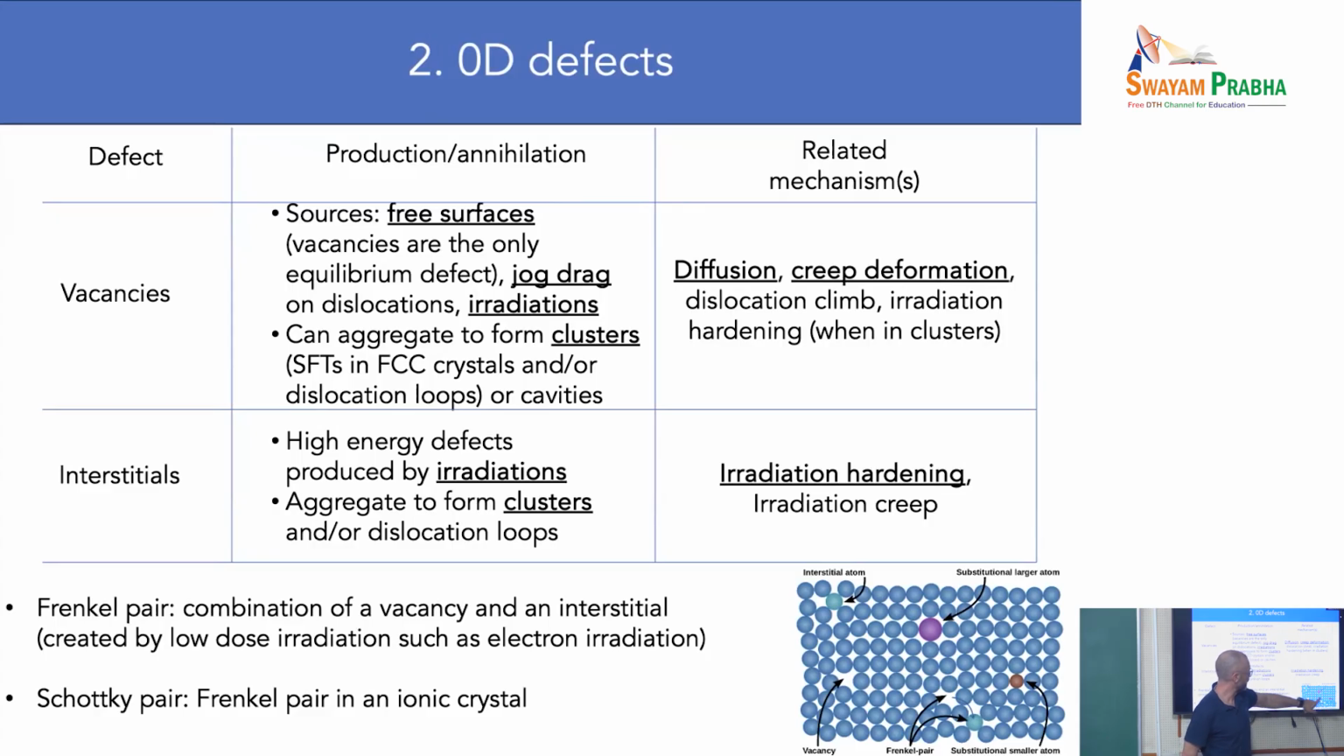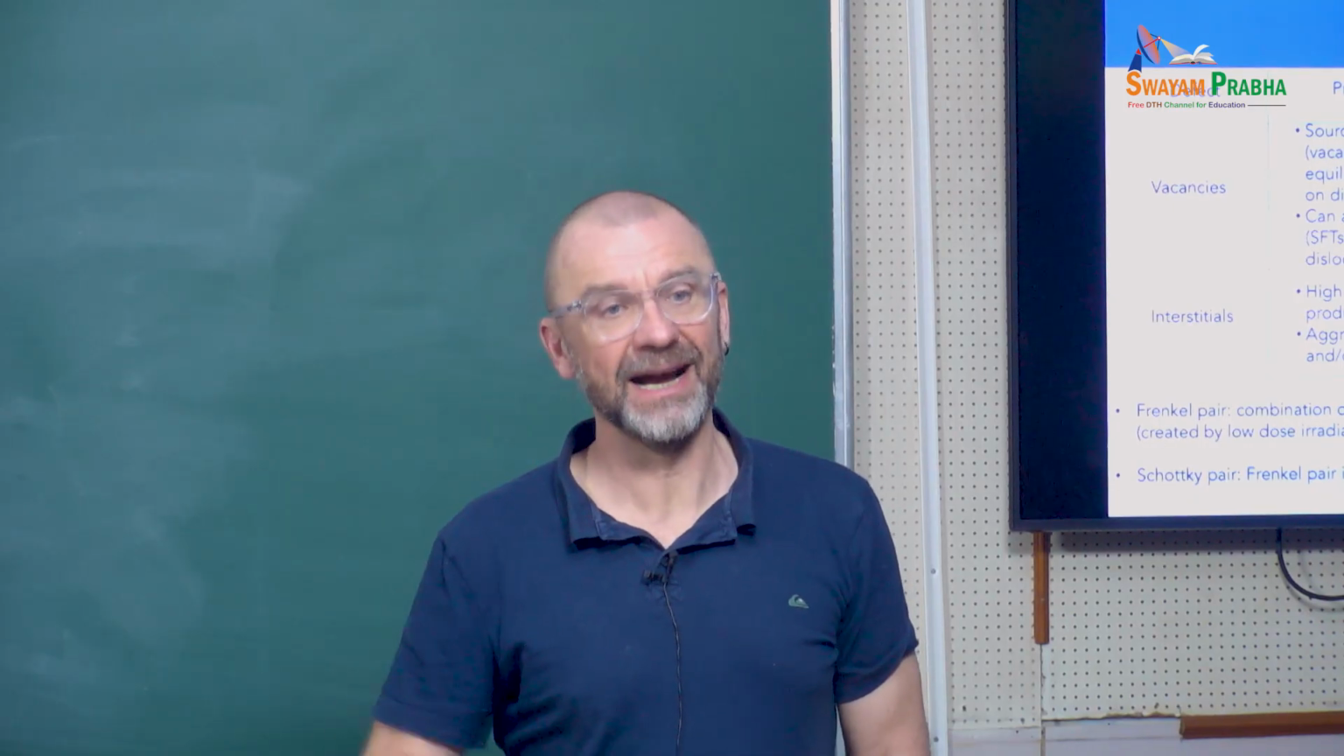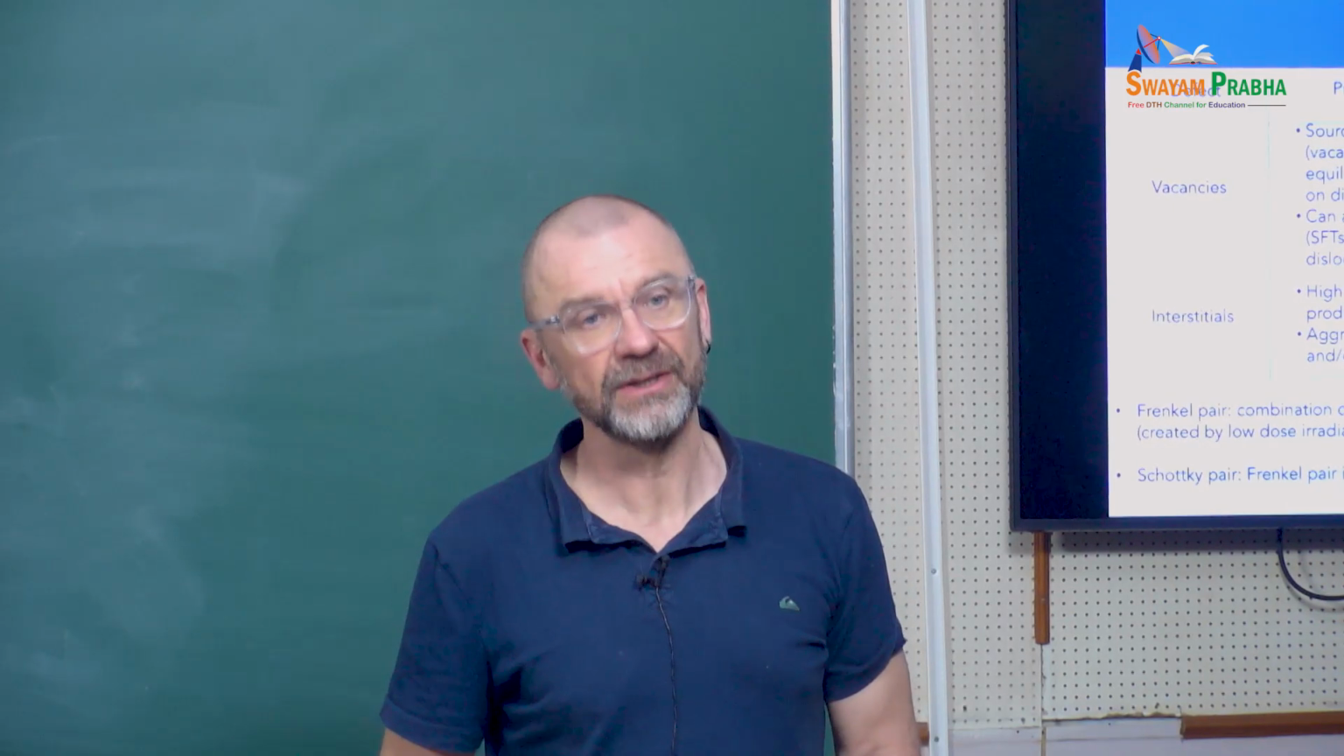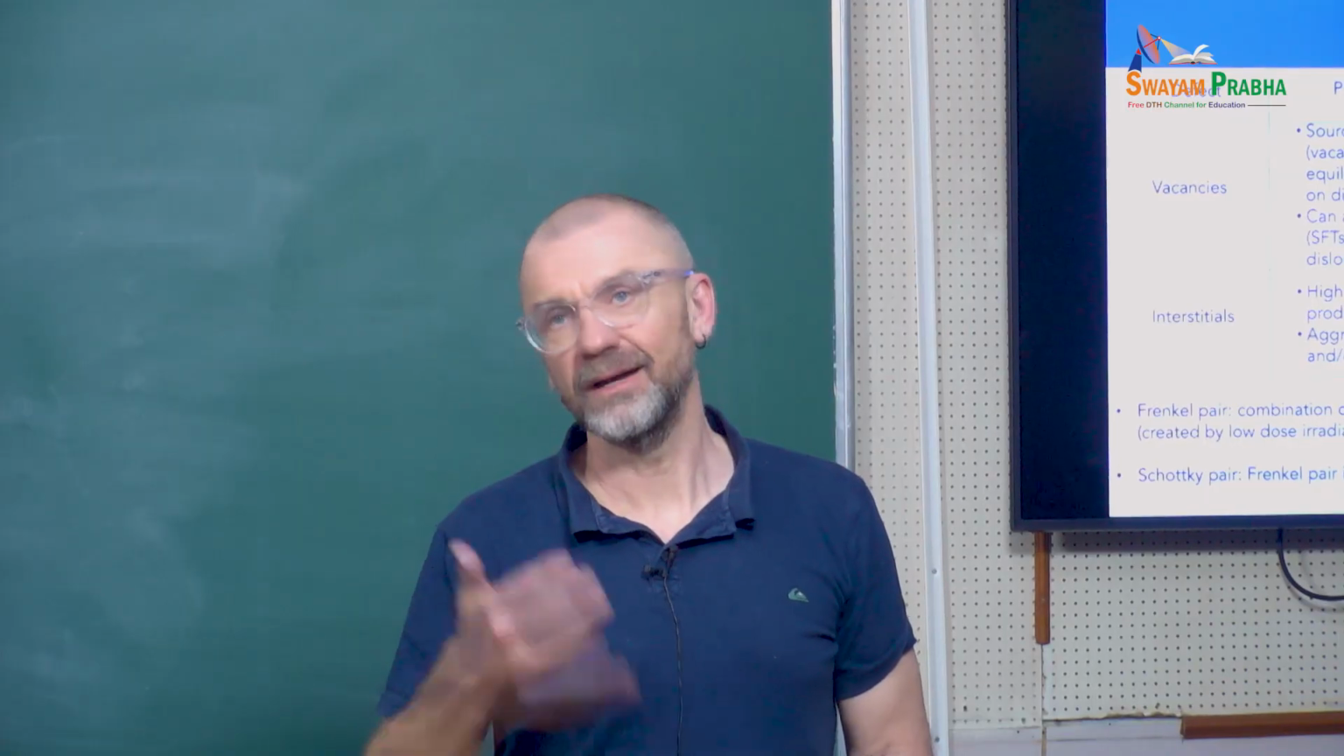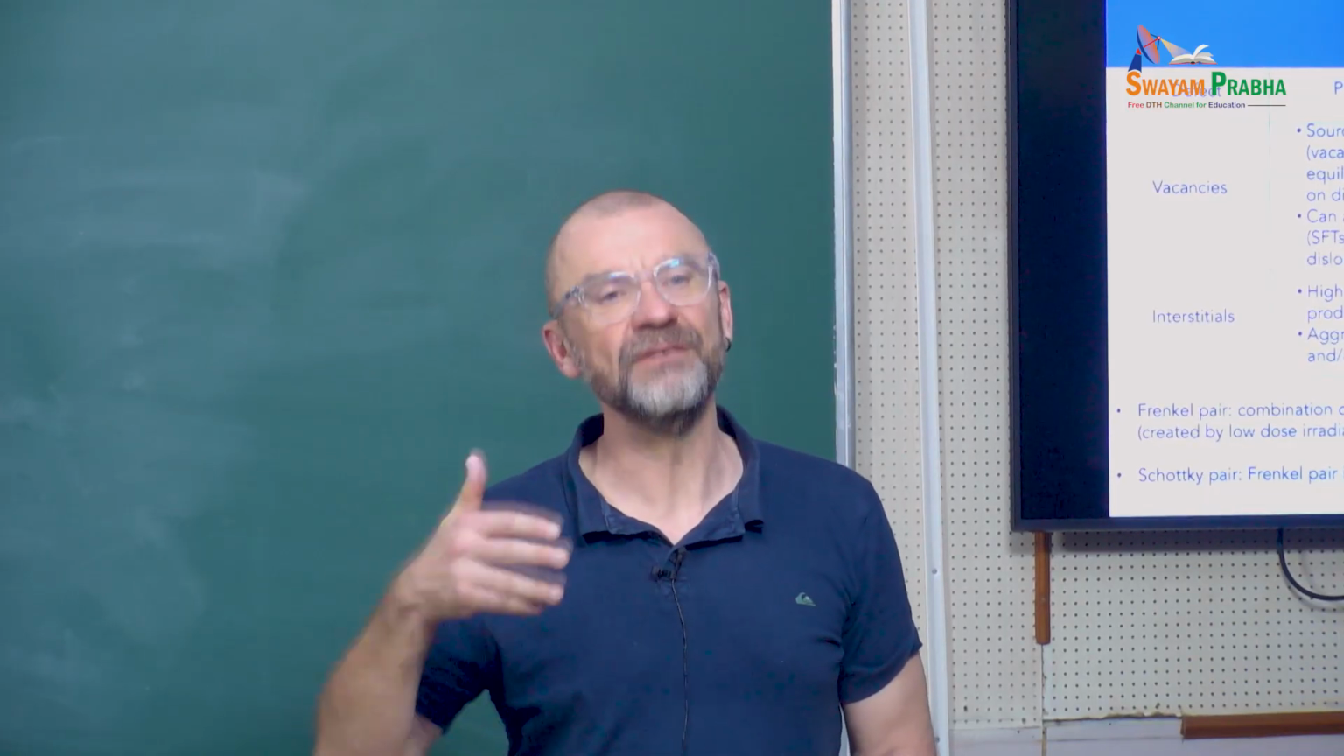So that would be called a Frenkel pair. This is a type of defect which is created by low energy irradiations, like electron irradiations, which typically would create Frenkel pairs like this. Yeah, it accelerates. All the diffusive phenomena are accelerated under irradiations.